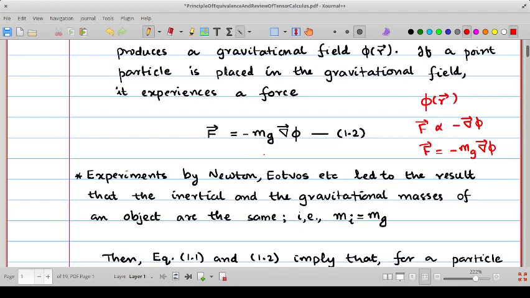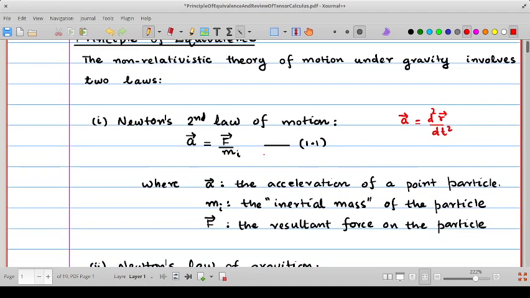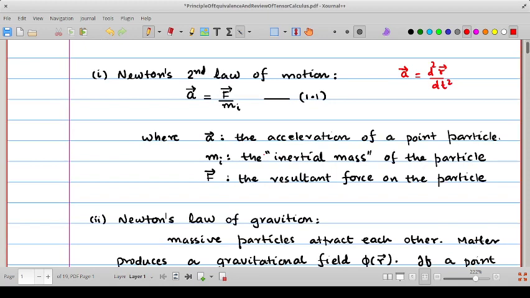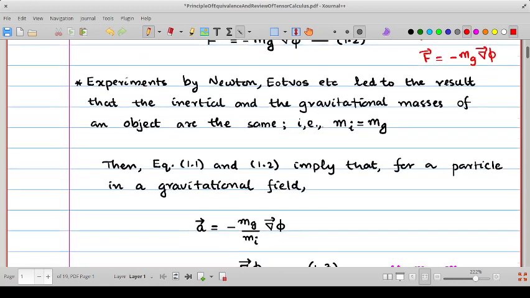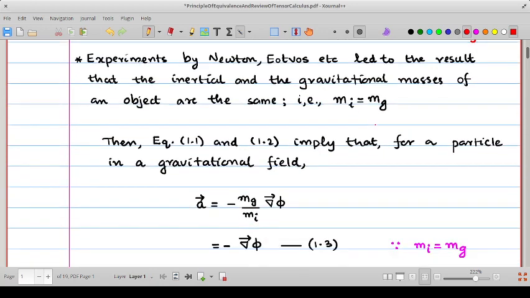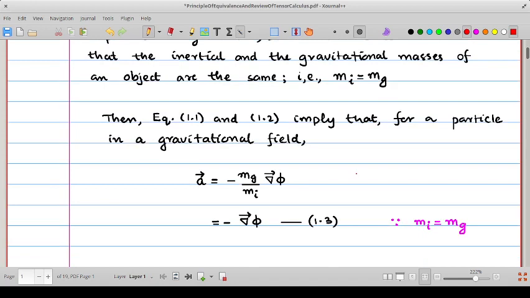Their origins are different. One comes from Newton's second law of motion as a proportionality constant connecting the acceleration of the particle and the total force acting on it, and the second comes from Newton's law of gravitation, which gives the total force acting on a material particle because of the gravitational field phi, and the proportionality factor there is called the gravitational mass. Now, experiment showed that the gravitational mass is equal to the inertial mass, and this has a profound consequence.